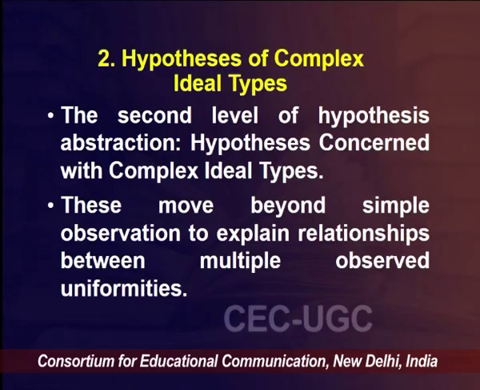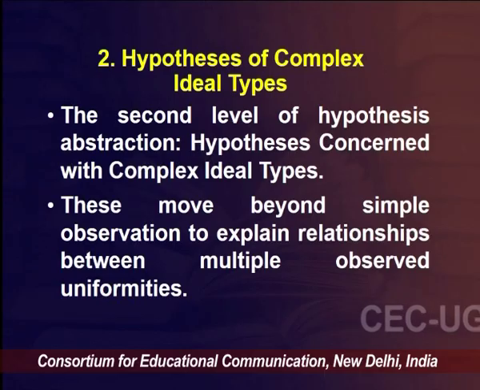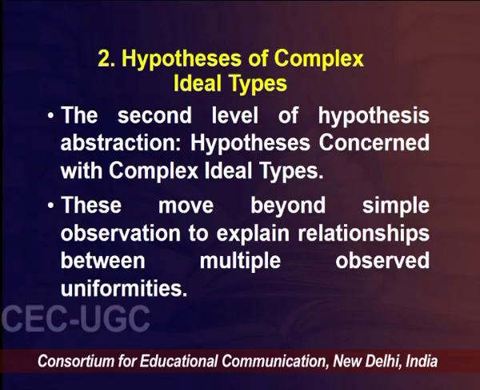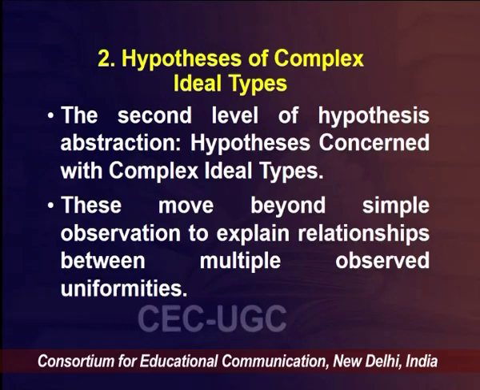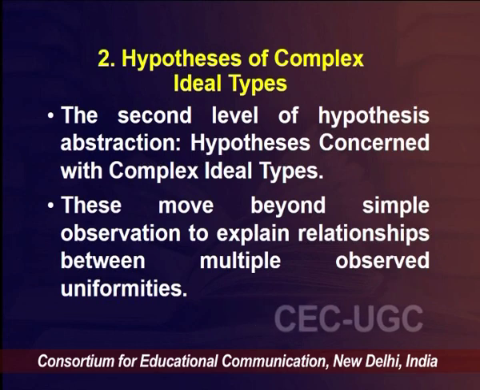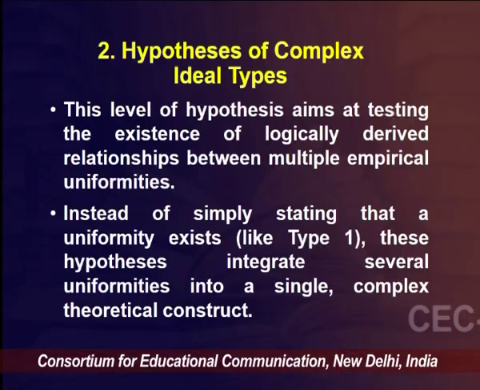The second type of hypothesis is hypothesis of complex ideal type. These hypotheses move beyond simple observation to explain relationships between multiple observed uniformities. So, the level of abstraction here is less than the first type of hypothesis. Now, hypotheses of complex ideal types aim at testing the existence of logically derived relationships between multiple empirical uniformities.